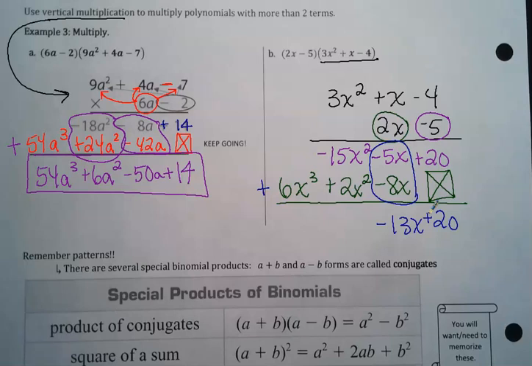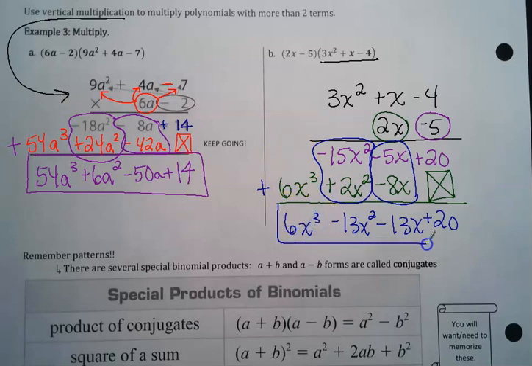Then negative 15x squared plus 2x squared. Good. Negative 13x squared. And 6x cubed plus nothing is 6x cubed. So there we have it. 6x cubed minus 13x squared minus 13x plus 20. Good work.